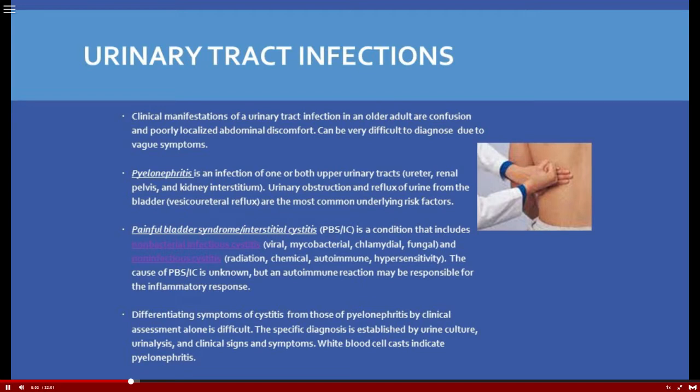So, differentiating the symptoms of cystitis from those of pyelonephritis. Of course, clinical assessment alone can be difficult, but the specific diagnosis is certainly through a urine culture. We start with that urinalysis. In that urinalysis, like I said, you're going to see those white blood cells, and particularly those white blood cell casts. Not all the time will you see the casts, but you'll certainly see those white blood cells, and that's going to move you into doing a urine culture.